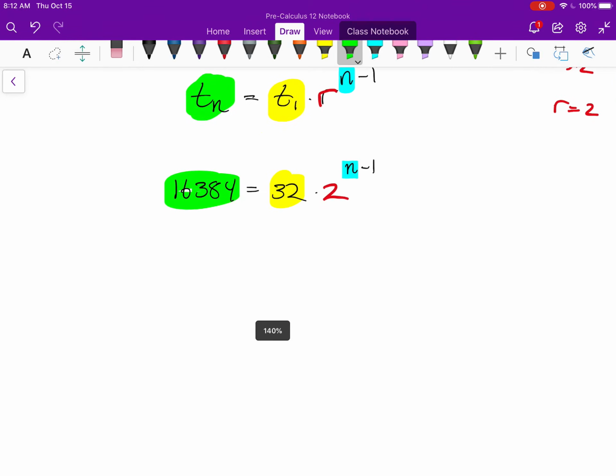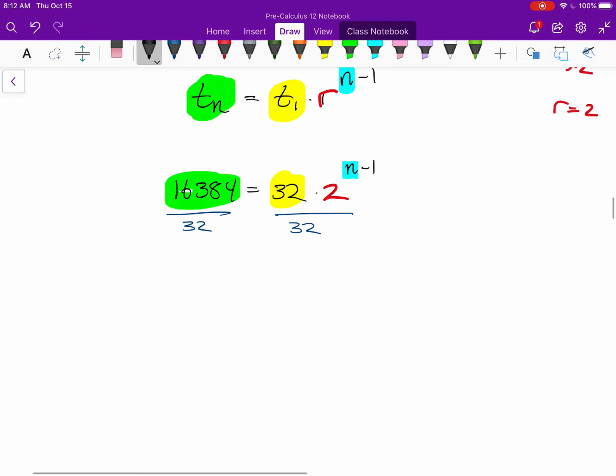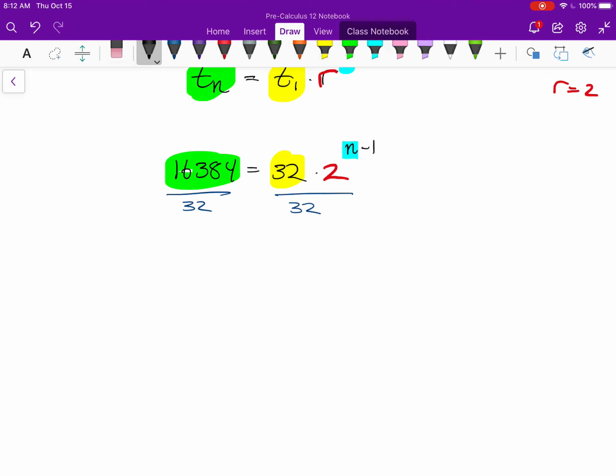So what would I do? Well, first, let's isolate the power. So let's divide both sides by 32. The calculator's helpful here. 16,384 divided by 32 is 512. On this side, I have 2 to the power of n minus 1.